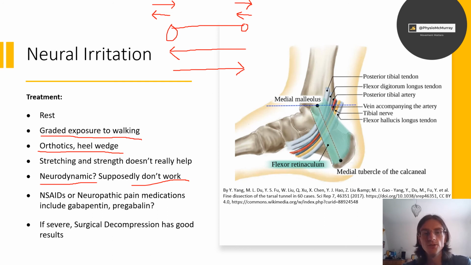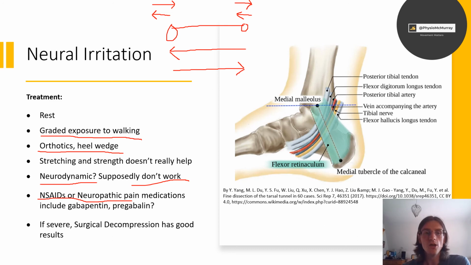You can use painkillers. So you can use non-steroid anti-inflammatories, like ibuprofen. And if that doesn't work, you can use medication that is more specific to neuropathic pain, like gabapentin, pregabalin. I wouldn't use these for too long. Try it for like a week or two just to decrease the acute pain. But unless it's really bad, I wouldn't bother using these.